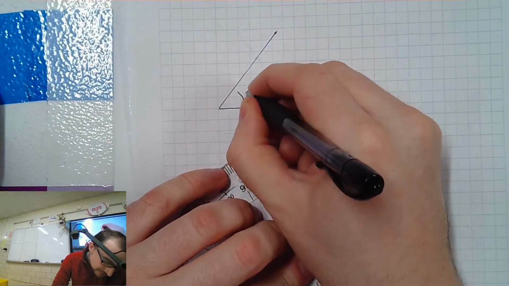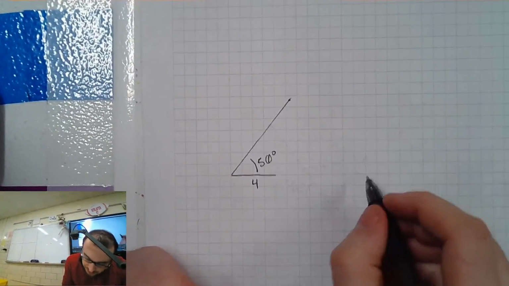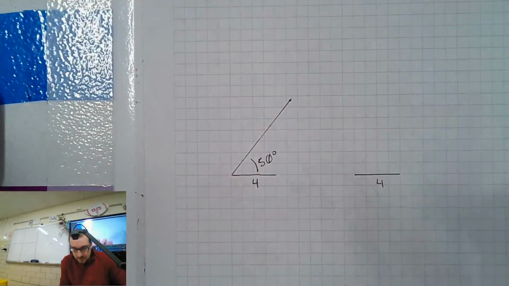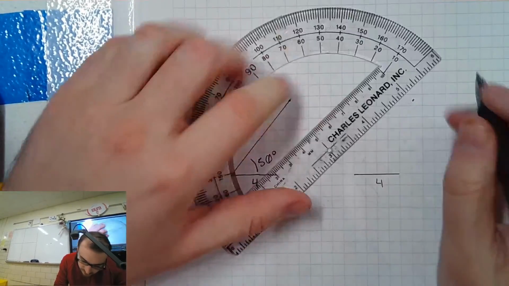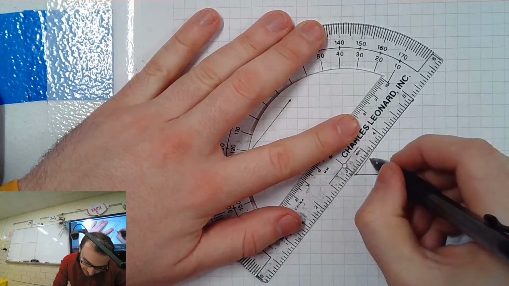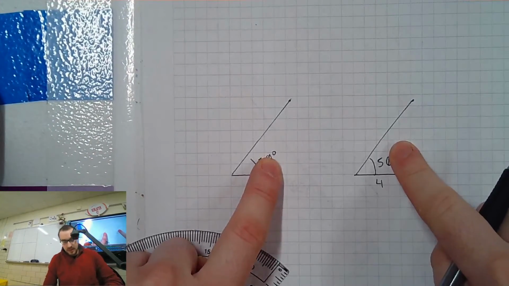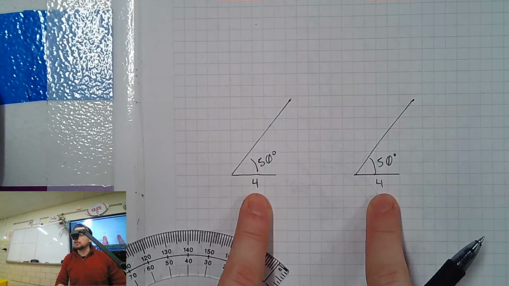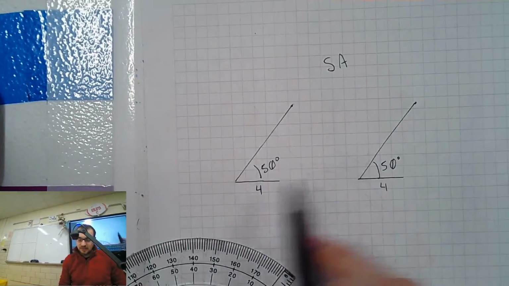So I know that this is 50, and this has a length of 4. If I do another triangle with a length of 4 and an angle of 50, is that enough to prove the triangles are the same? Now be careful. Just because I drew those two lines like that doesn't mean they have to be the same length, right? Only these two have to be the same length. We're checking side angle. So I have an angle that's the same and a side that's the same.